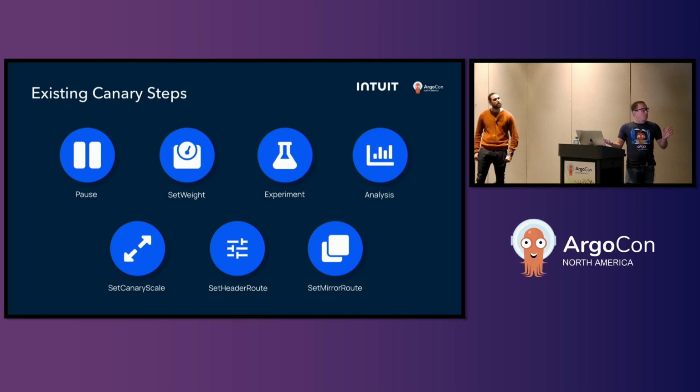So the existing steps today. Argo Rollouts supports pause. It's pretty self-explanatory. Basically, it pauses your rollout. We have set weight for traffic distribution, experiments for doing parallel tests, and inline analysis runs, where you can have a step that queries your metric provider to determine whether or not to abort the rollout. We also have set canary scale, which lets you adjust your replica count separate from your traffic router. And the last two later additions are set header route and set mirror route. Those are pretty explanatory. You can direct a certain bit of traffic with a particular header to the Canary side, or you can mirror all traffic to the Canary.